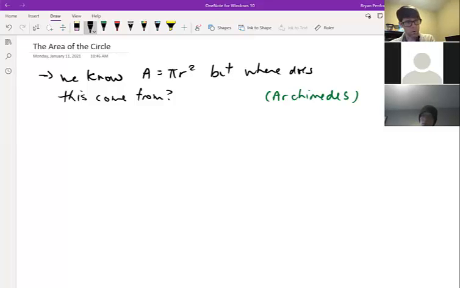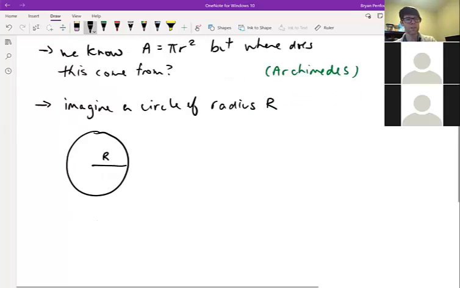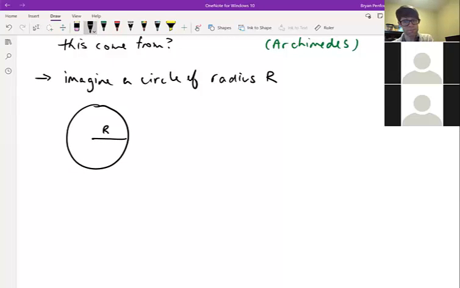So anyway, what we're going to do is take our circle and imagine cutting this circle into smaller rings, like so. That's actually a pretty good circle. I did good.